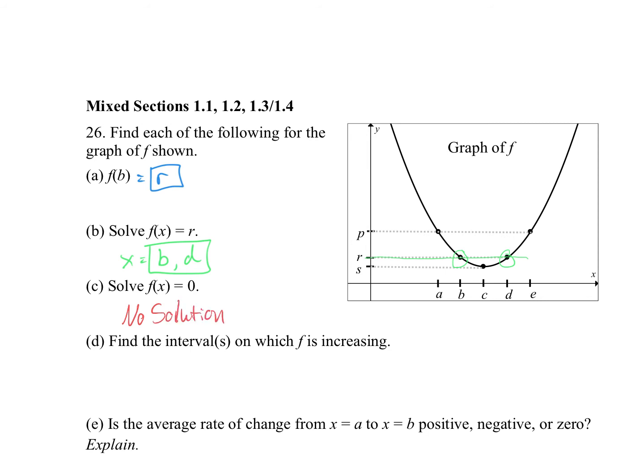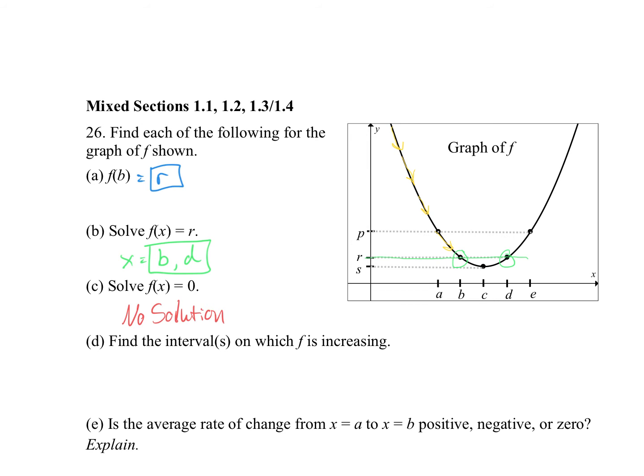All right, so on to part D. I'm in yellow this time. Find the intervals on which f is increasing. So when a function is increasing, we're looking for a positive slope from left to right. So if we go from left to right, we're going down this way, right? So that's a decreasing slope. Not quite what we want.